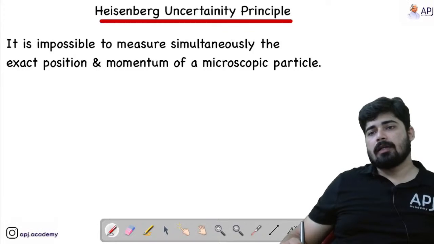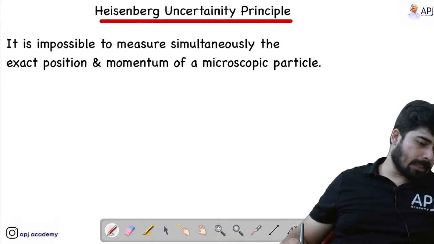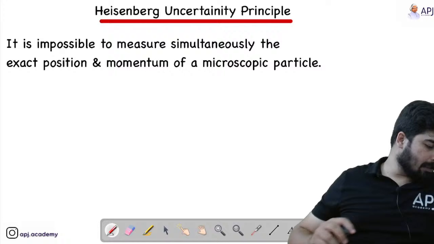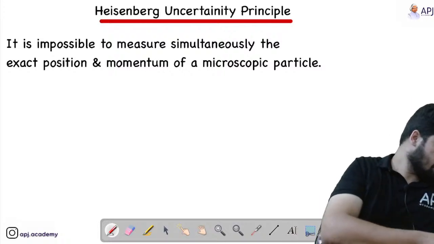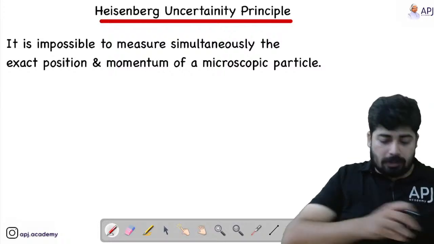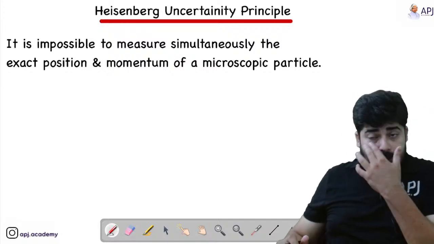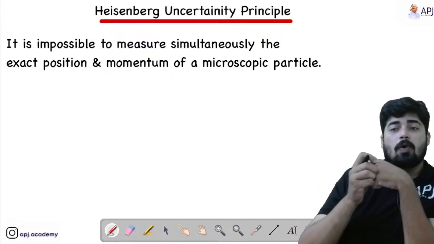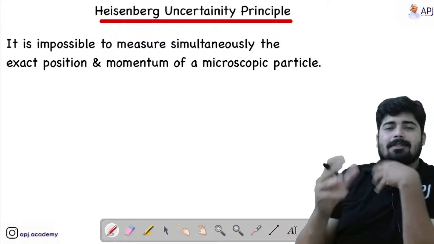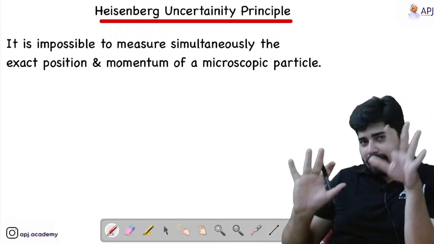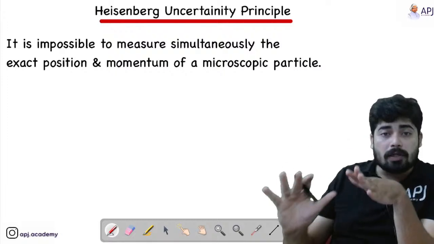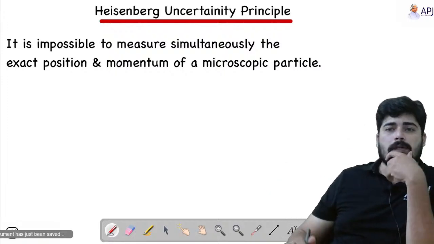Okay. Now coming to the next topic, that is Heisenberg's uncertainty principle. This is the last topic for today. See students, I already told what Heisenberg uncertainty principle is. Uncertainty means it is not certain, it is not sure. So what is not sure?